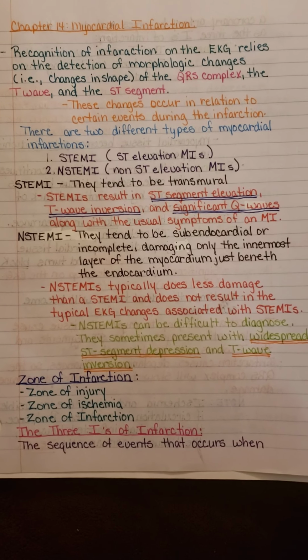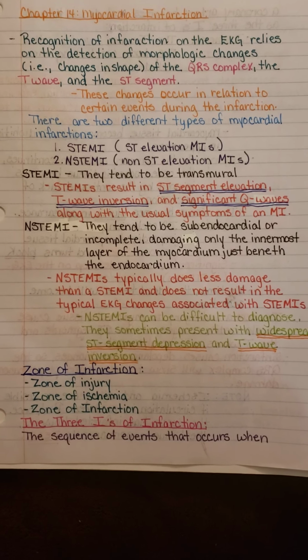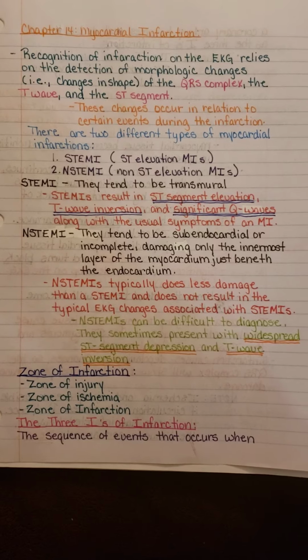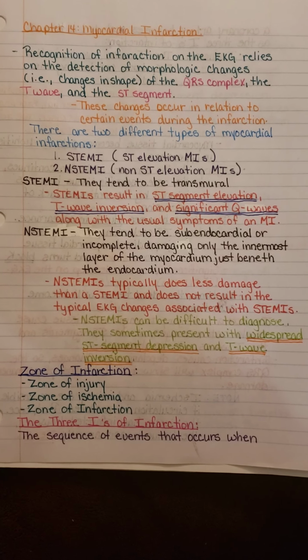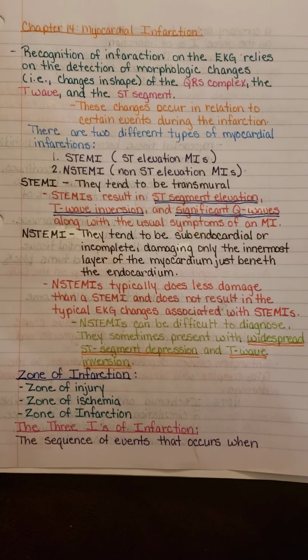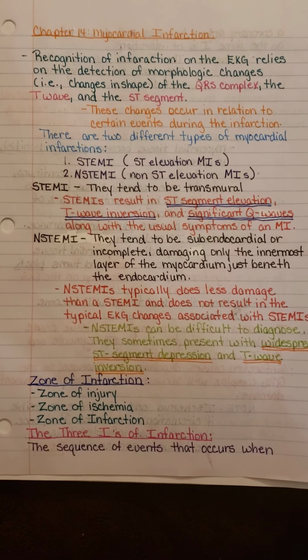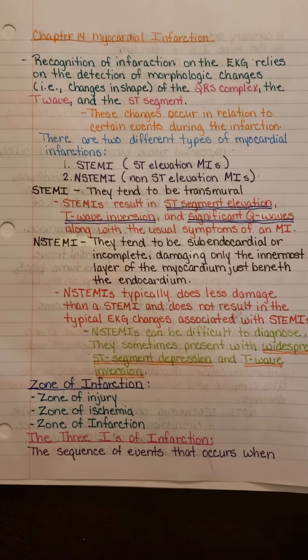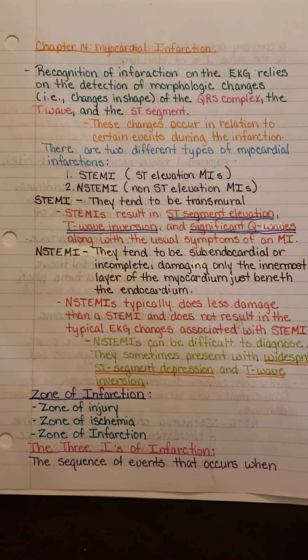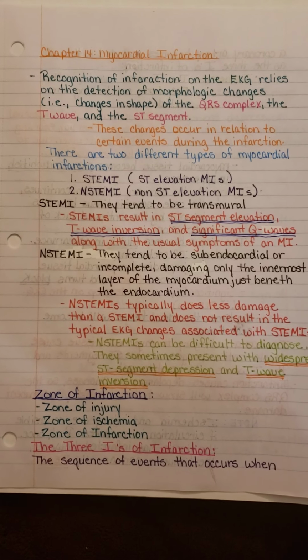Chapter 14 Review, Myocardial Infarction. Just realize that the recognition of infarction on an EKG relies on the detection of morphological changes such as changes in shape of the QRS complex, the T wave, and the ST segment.